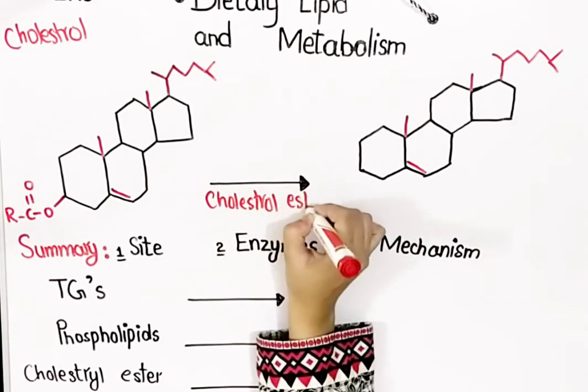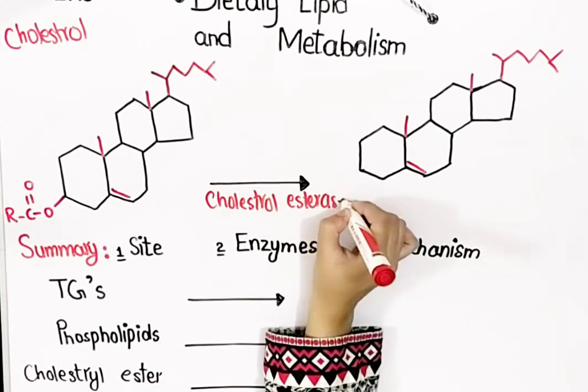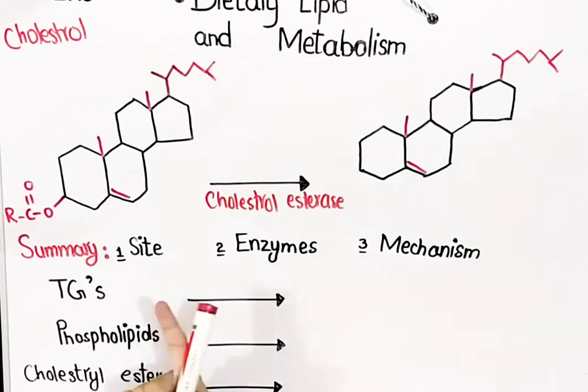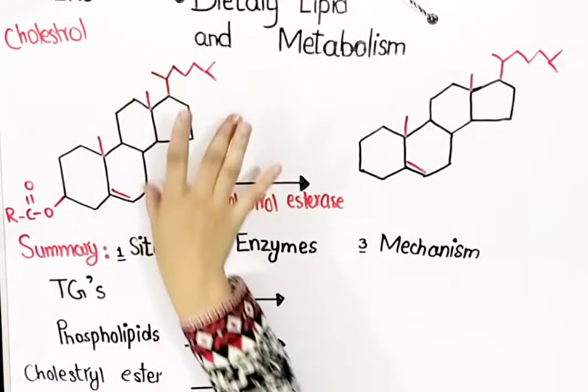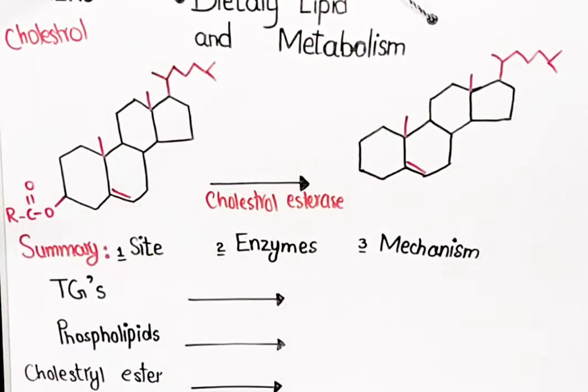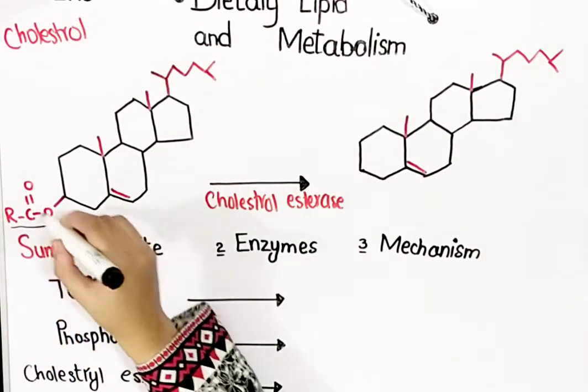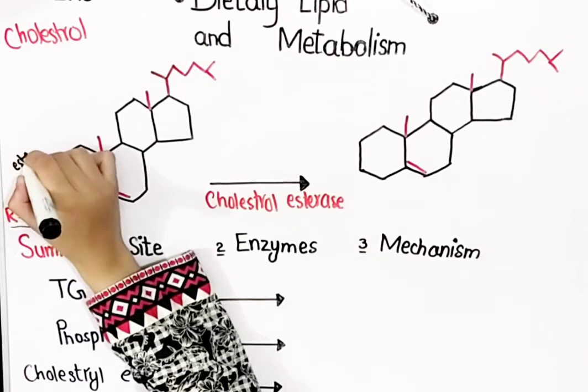And do remember that this cholesterol esterase is also secreted by the pancreas, and it is also present in pancreatic juice. Okay, so this is cholesterol esterase. This structure is cholesterol, and here we have the ester group present over here. So this is the ester group.